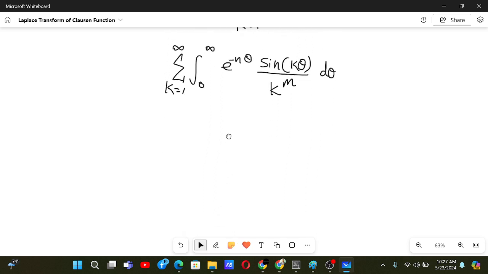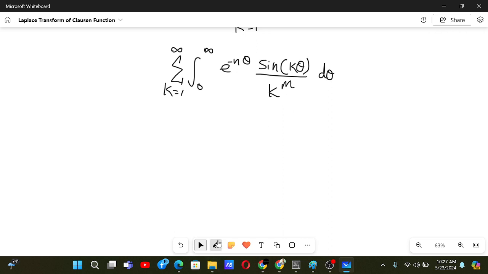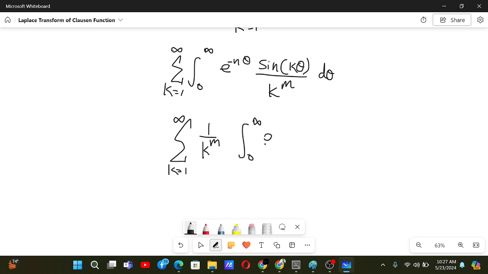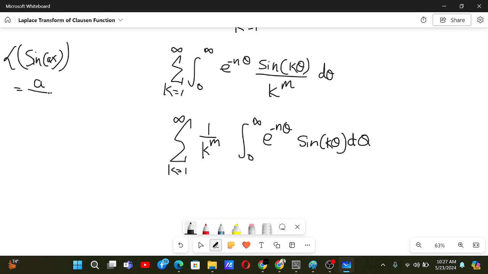Yes. Now let's take the constant outside, because the integral is in terms of theta and k to the power m is just a constant. You can take that out and we are left with the integral from 0 to infinity of e to the power minus n theta sine k theta d theta. Now this is just the Laplace transform of sine k theta. Yes, and we know that the Laplace transform of sine ax is just a by s square plus a square, where s is the complex domain variable. Over here, n is that variable.